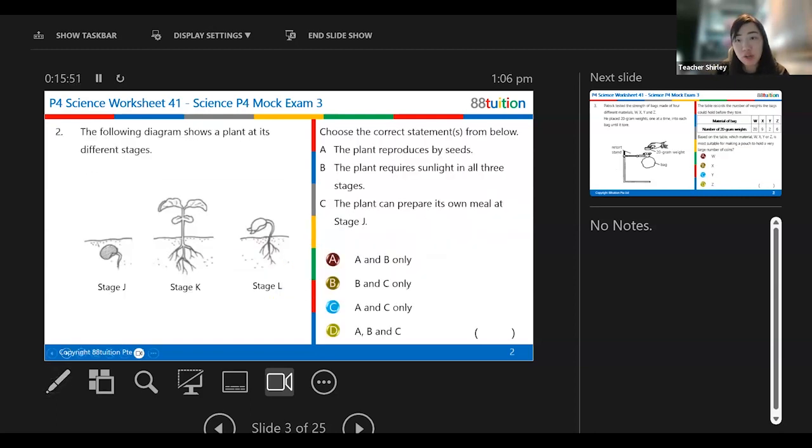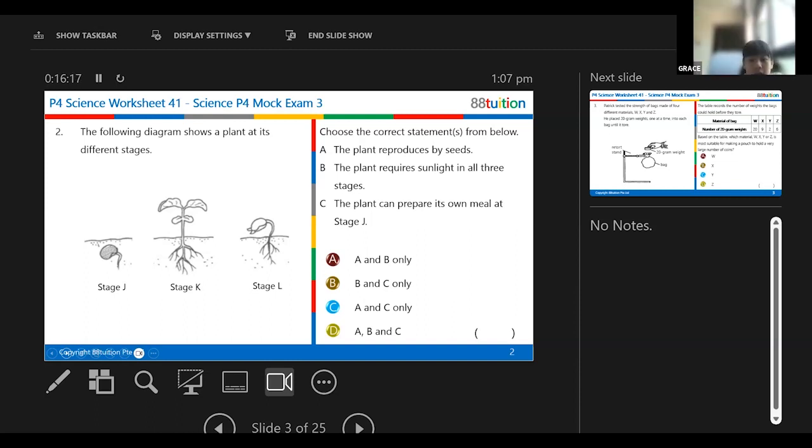Next question is also on life cycle. We have a plant at different stages. Choose the correct statements from below. The plant reproduces by seeds. The plant requires sunlight in all 3 stages. Who would like to answer that? Let me see. Grace.